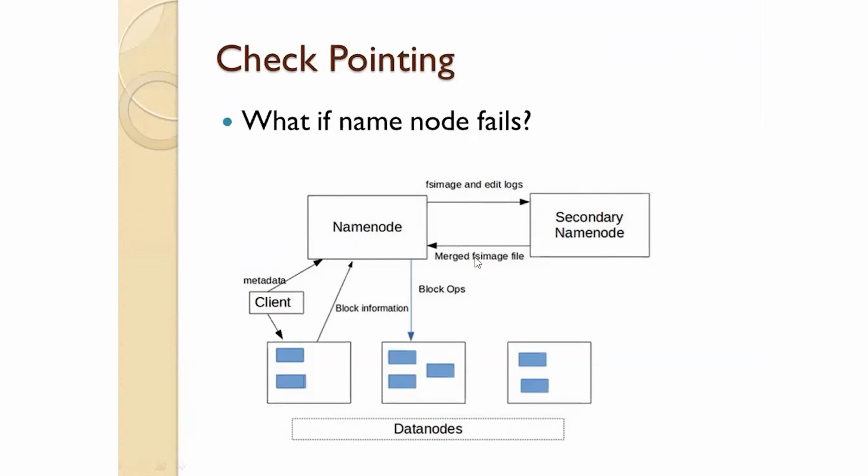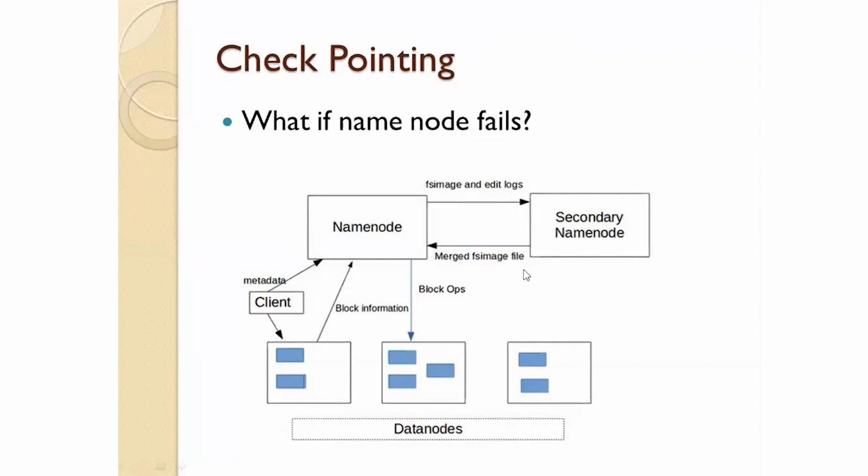name node fails, then the secondary name node will be active, and it has all the data, right? It has the current mappings and the 30 seconds of transactions. So when this secondary name node clubs these two files, it gets a merged FS image file. So it has all the data which the name node has. In case of the name node's failure, this can become active and take the place of the name node.